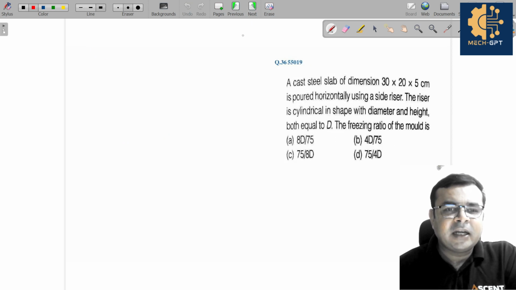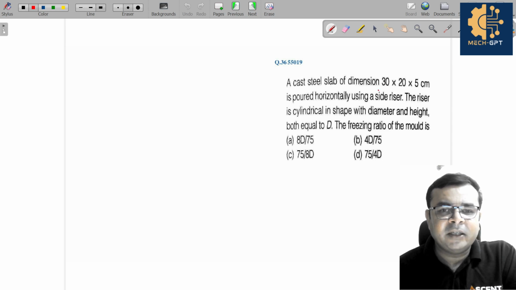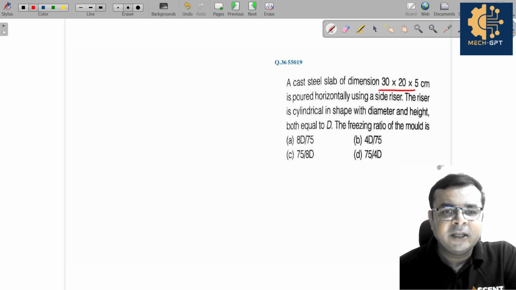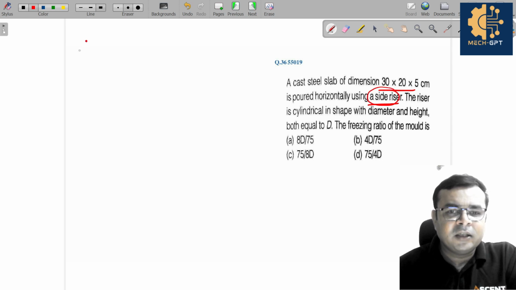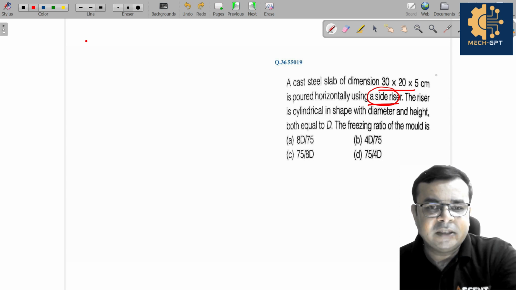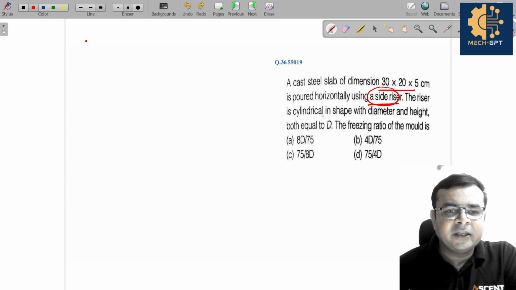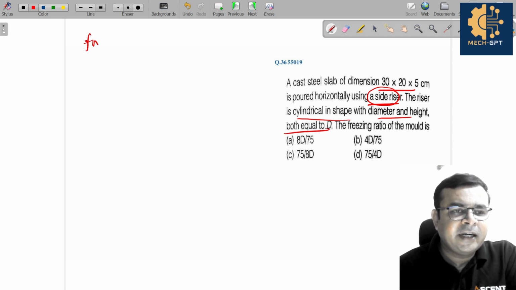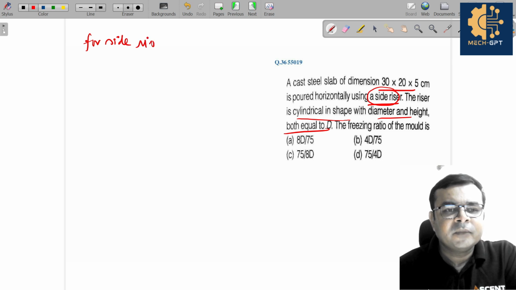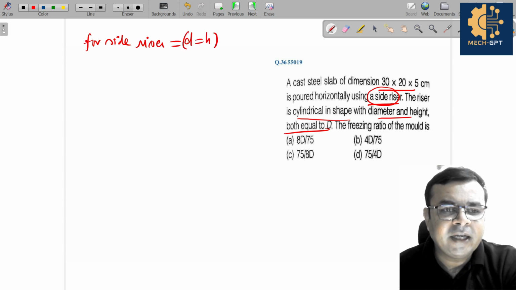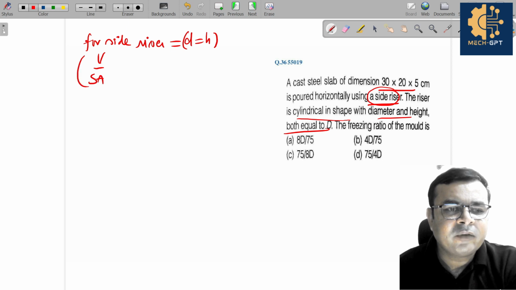Okay, next question. A cast steel slab of dimension 30 by 20 by 5 centimeter is poured horizontally using a side riser. You can see here we have a side riser. Side riser means all the surfaces are involved for solidification. The riser is cylindrical in shape with diameter and height both equal. So for a side riser, if diameter is equal to height, the V by SA of the riser is nothing but D by 6.